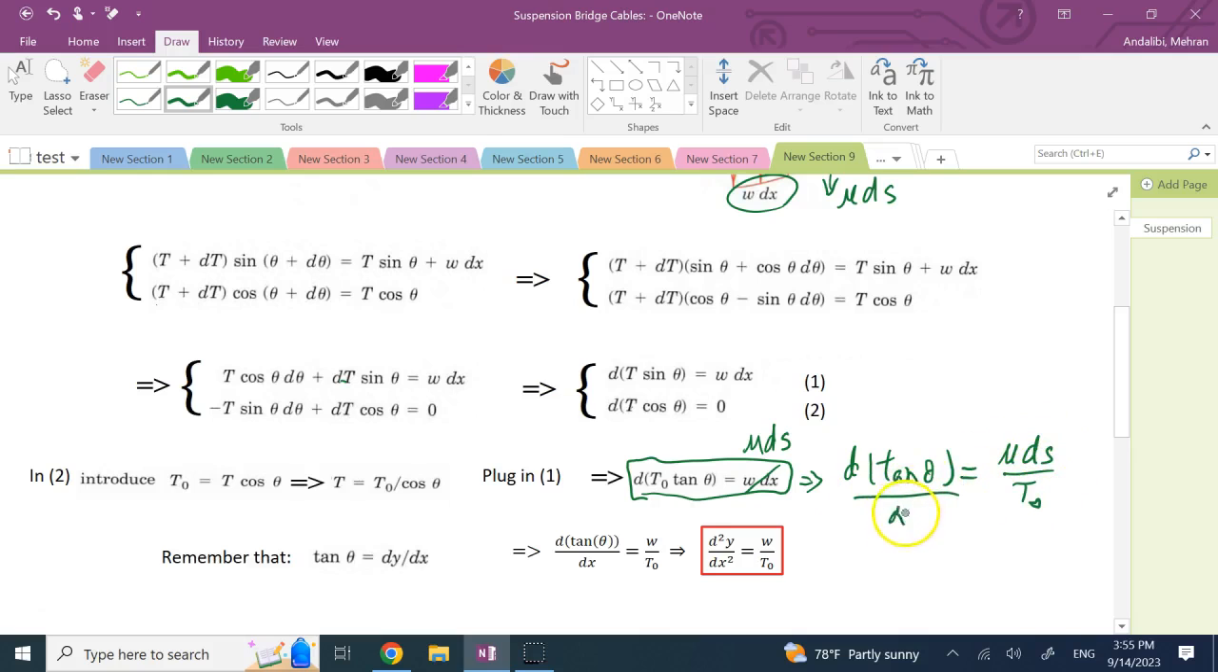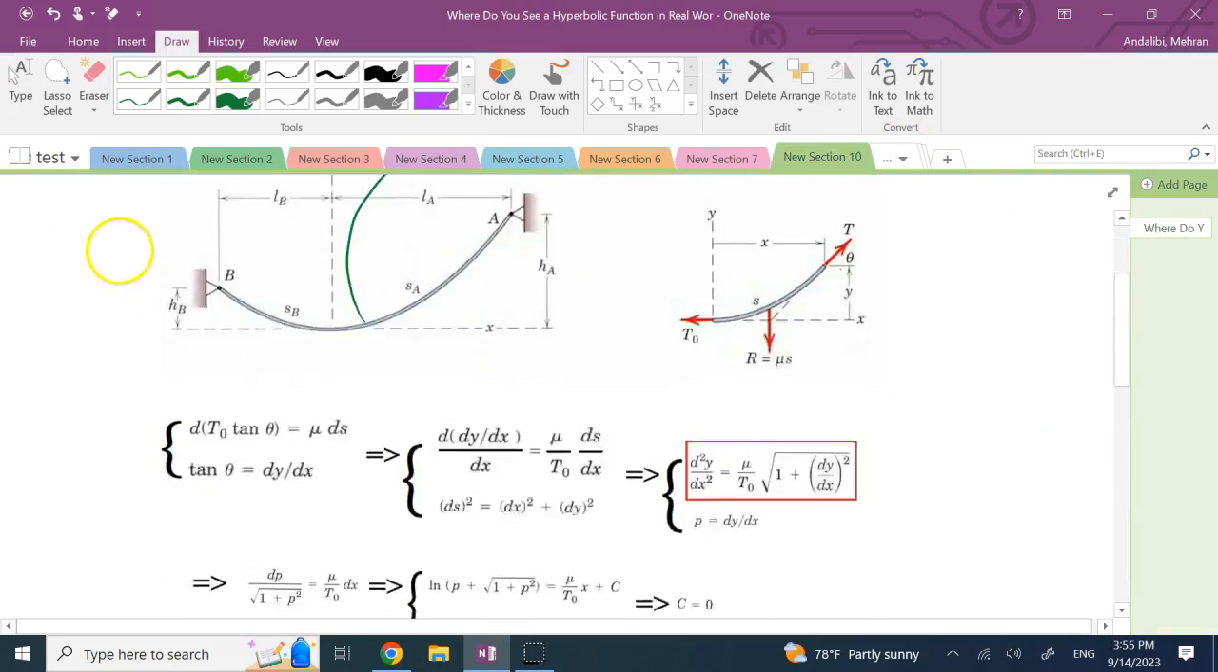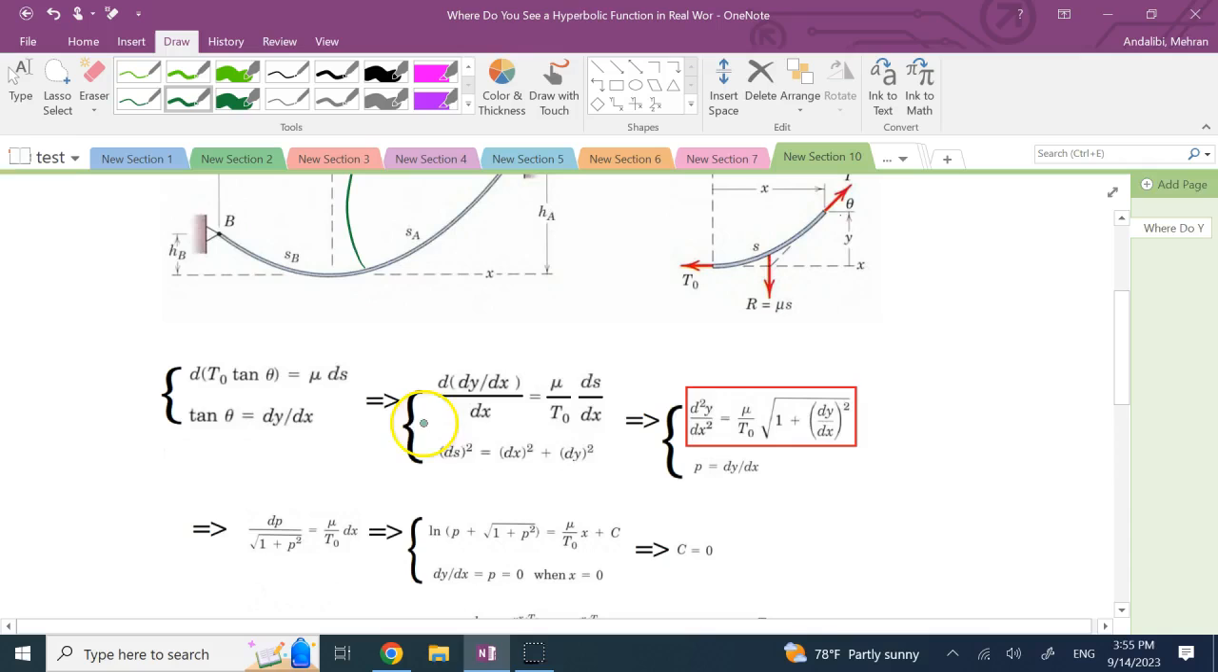And you can also divide both sides by dx. So it becomes like this. Okay, so this is going to be what? This is going to be the new thing we have. D over dx of tangent theta is mu ds over dx over t naught, and that's what you can see right here. Now remember that theta was the slope, so tangent of theta is the first derivative dy over dx. If I plug it into that equation, this is going to be that governing equation.